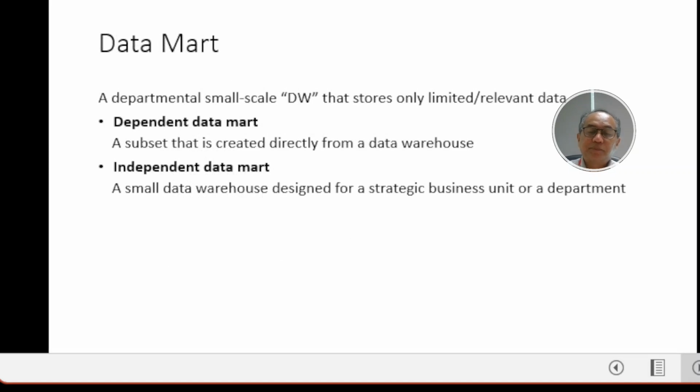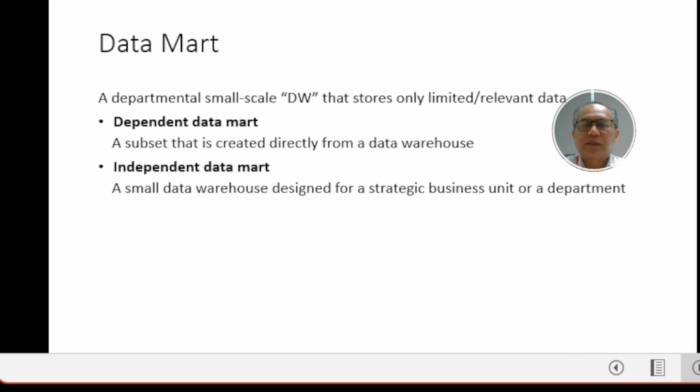So, data mart. A data mart is a small-scale data warehouse. There are two types of data mart: dependent data mart and independent data mart. A dependent data mart gets its input from the data warehouse. It is meant for specific projects or functions, for example, sales or finance. It can process and analyze the data there, and then provide output back. It is dependent on the data warehouse.